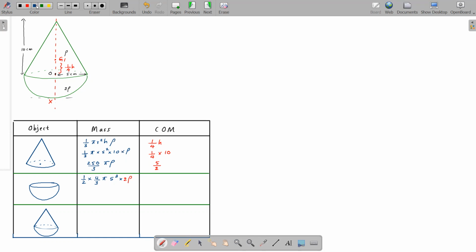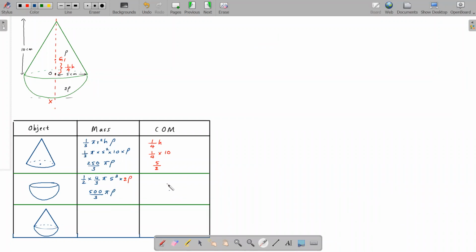Okay. So now let's get the mass. Half cancels, simplify. 5 cubed, that's 125 into 4. How much is that? 500 over 3 pi rho, right, guys?